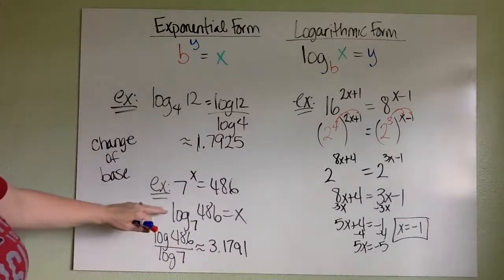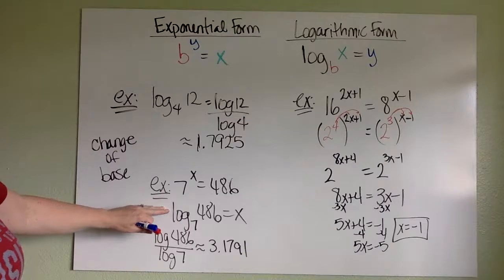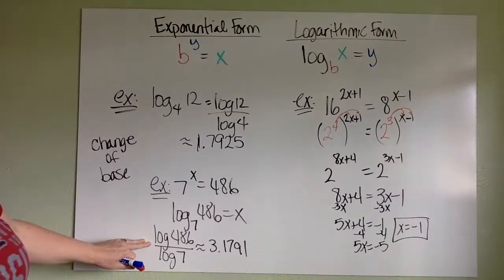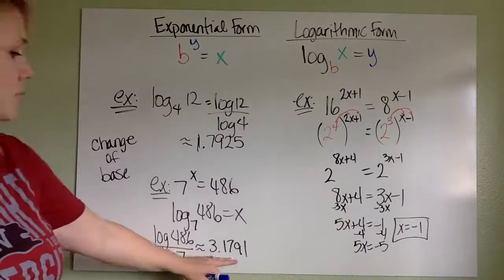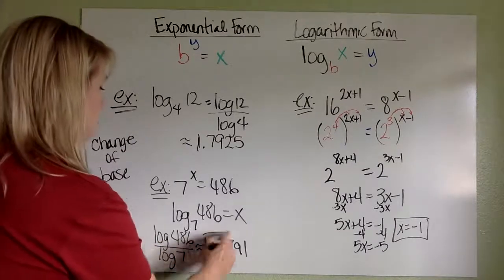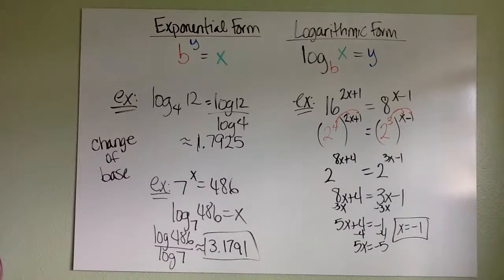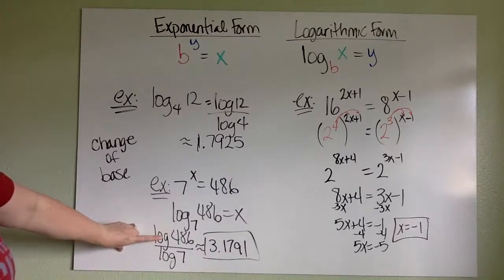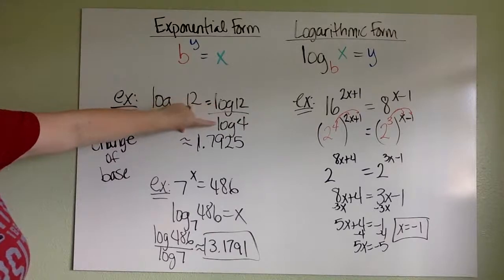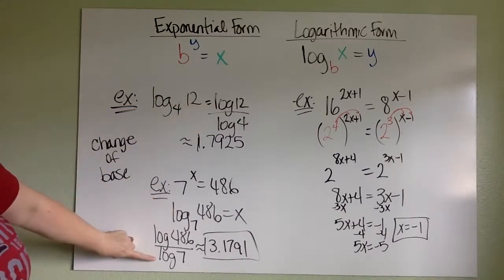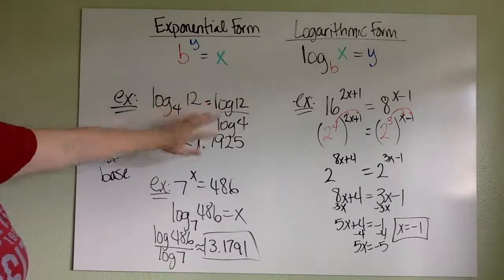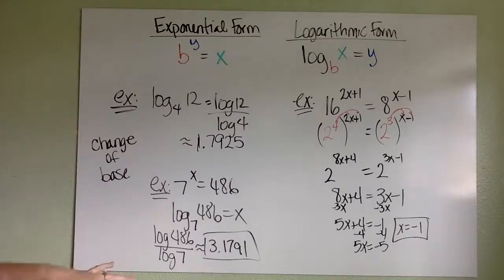So its exact value would be this, log base 7 of 486. The exact value would be this, the log of 486 divided by the log of 7. And its decimal approximation is that right there. So depending on what you're being asked for. Also, you could use the natural log here. When you change the base to log base 12 over log base 4, or log of 486 over log of 7, you could use the natural log of 12, the natural log of 4, the natural log of 486. It doesn't matter as long as you use the same thing for the top and the bottom.